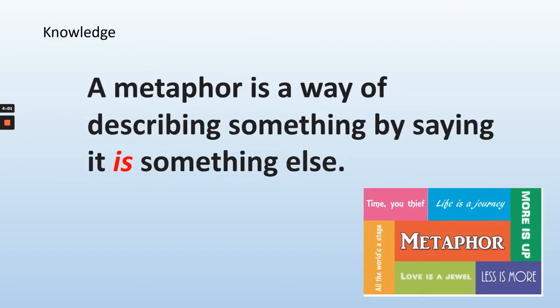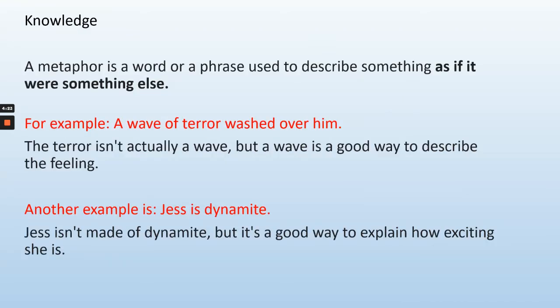To recap, a metaphor. A metaphor is a way of describing something by saying it is something else. Your turn. So it's describing something by saying it is something else. Not that it's like or as, not comparing, it is something else. So a metaphor is a word or phrase used to describe something as if it were something else. For example, a wave of terror washed over him. The terror isn't actually a wave, but a wave is a good way to describe the feeling. Or another example, Jess is dynamite. Jess isn't made of dynamite, but it's a good way to explain how exciting she is.